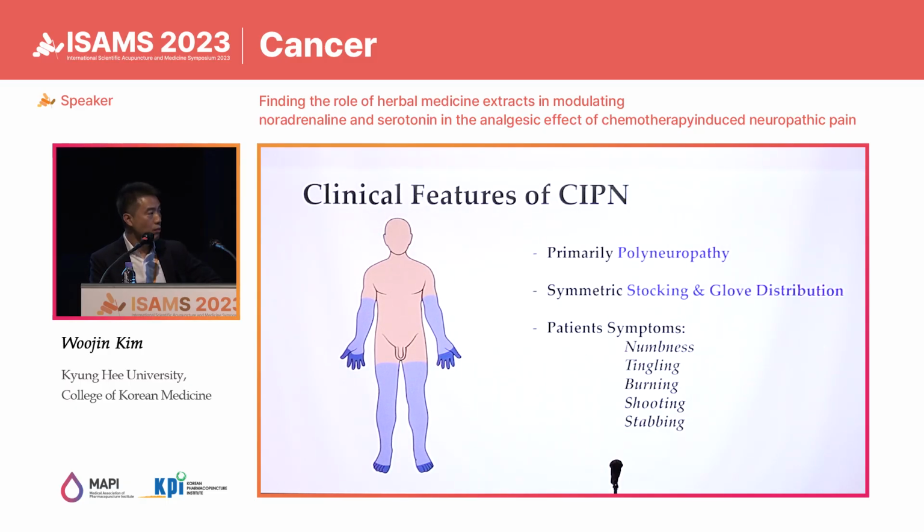The patients' symptoms are numbness, tingling, burning, shooting and stabbing. The factor that can make these symptoms worse is cold. Patients have more severe symptoms in the winter period, and especially with cold stimulation. Usually patients say they cannot even open the fridge because it is too painful a stimulus, and they cannot move the boxes and things in their fridge, because the cold, which is normal for us, is too severe for them.